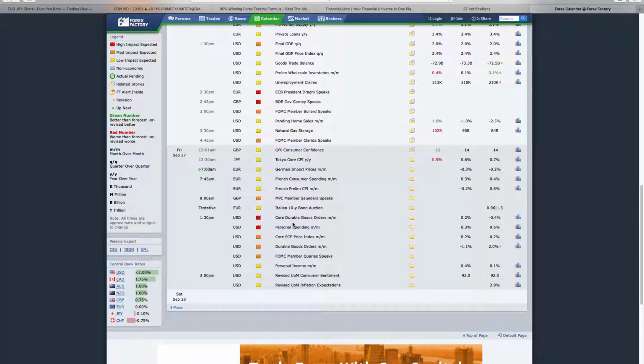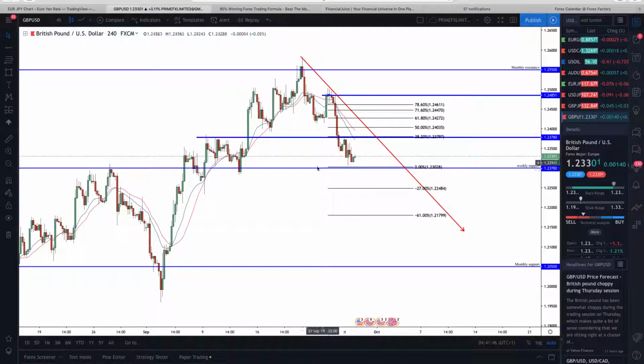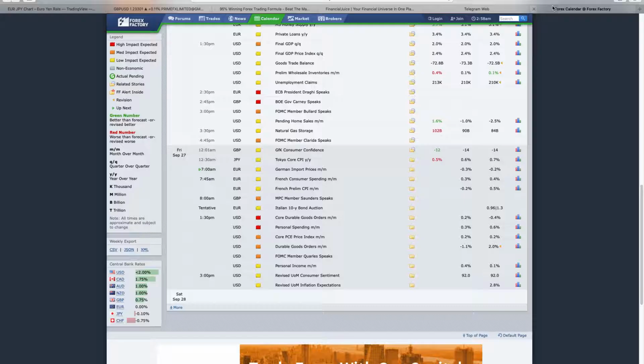Reason being is because we have core durable goods orders, personal spending, FOMC member speaks. We have personal income all at 130. So I'm going to be watching that to see if price action is going to affect this pair in particular. Also at 8 o'clock today we have a member of parliament speaking at 8 o'clock.